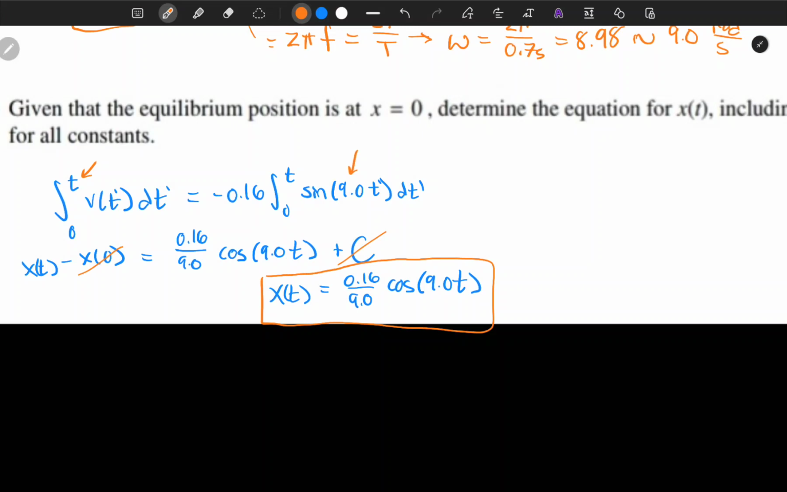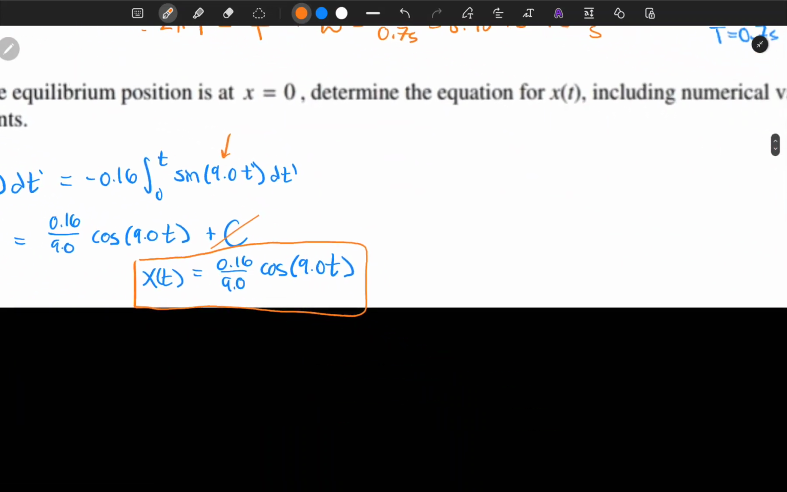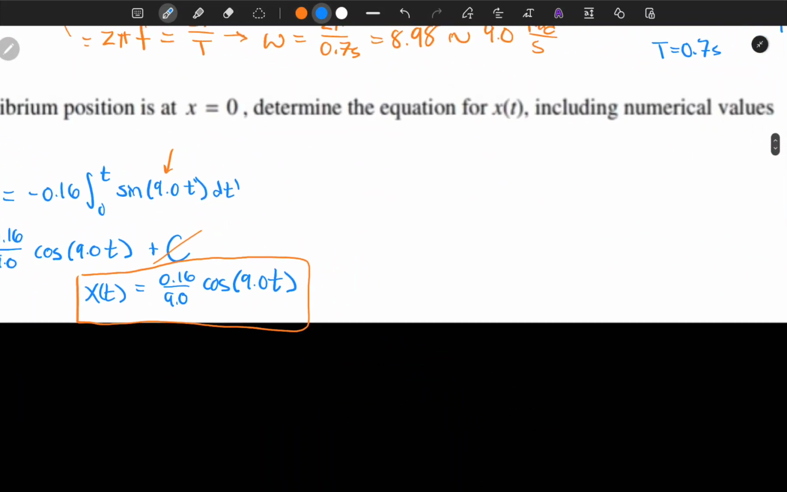As a note, you can get the final answer without showing any work, as you could in Part A. Alternatively, you can get 1 point for showing that cosine is the integral of sine, and you get 1 point for the correct x max value, which here is equal to 0.16 divided by 9.0. And again, you get that from doing the integral of sine.